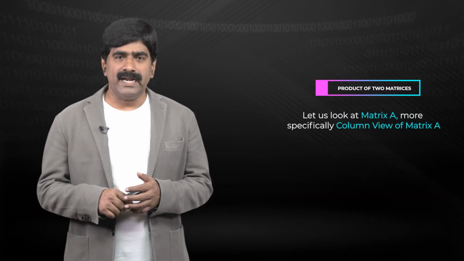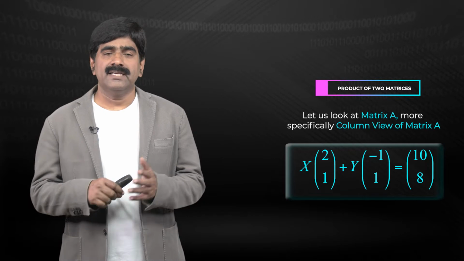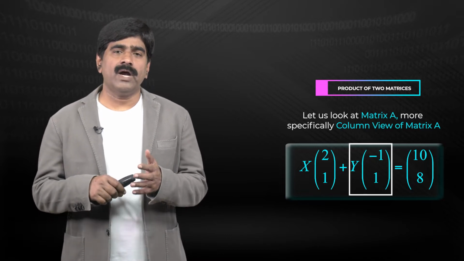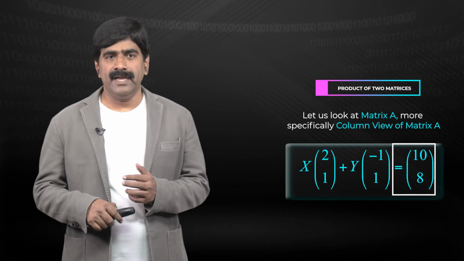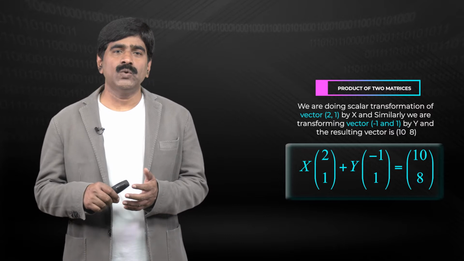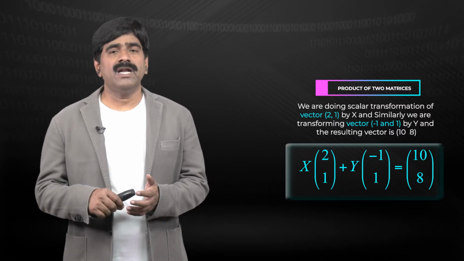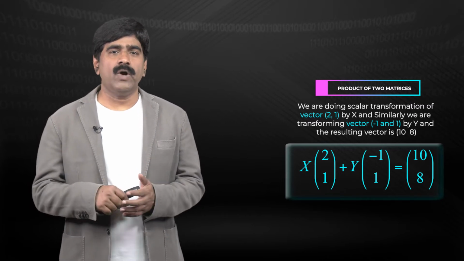Let us look at matrix A, more specifically the column view of matrix A. I can write the matrix product as x times the column vector 2 1 plus y times the column vector minus 1 and 1. On the right hand side we have column vector 10 and 8. Here we are doing scalar transformation of vector 2 1 by x, and similarly we are transforming vector minus 1 and 1 by y, and the resulting vector is 10 comma 8.